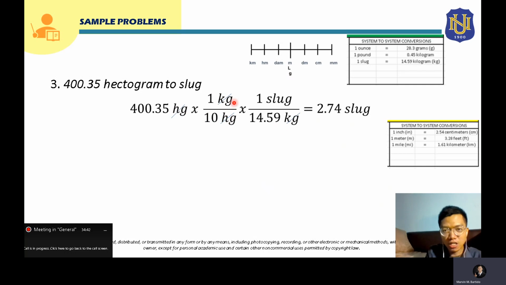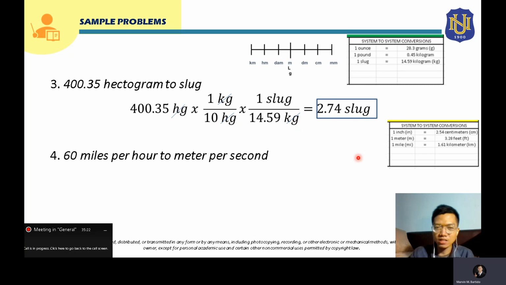And then for kilogram, we have to convert that to slug. We have here a conversion factor that 1 slug is equal to 14.59 kilograms. So what we're going to put here in the denominator will be the unit that we want to cancel, which is kilogram. So for every 14.59 kilograms, we have 1 slug. So we cancel that kilogram and it's now in slug. Computing this will give you 2.74 slug. So that will be the answer.